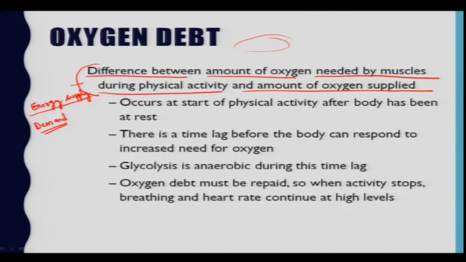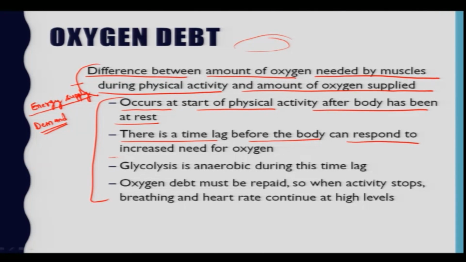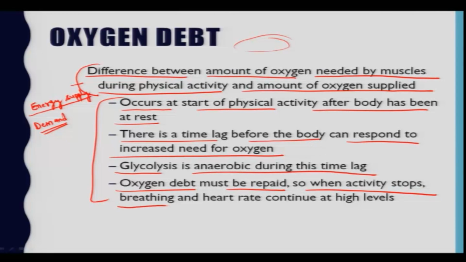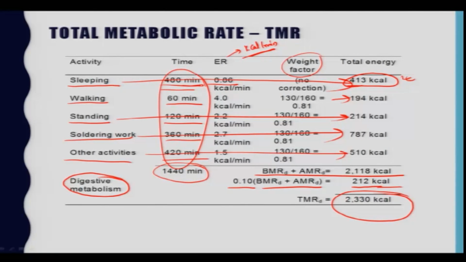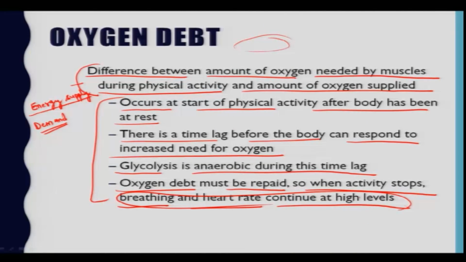That can be easily understood with these 4 lines. It occurs at the start of physical activity after the body has been at rest, and there is a time lag before the body can respond to the increased need of oxygen. The glycolysis is anaerobic during this time lag. The oxygen debt must be repaid, so when activity stops, breathing and heart rate continue at high levels. These are the reactions you get when you suddenly force yourself into running, and then when you stop running, your breathing and heart rate don't stop; they continue at a high level. That is the oxygen debt happening there.